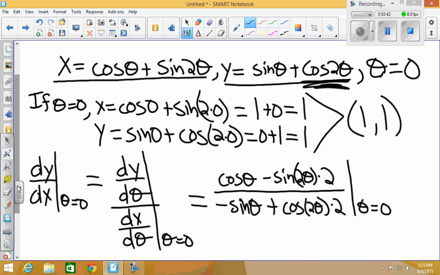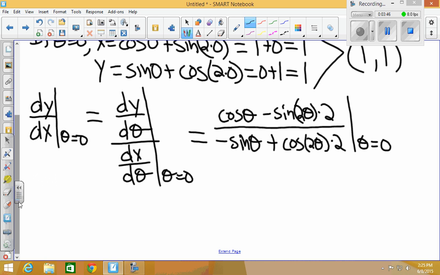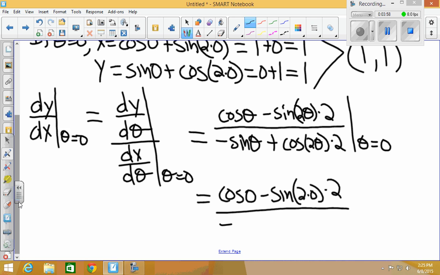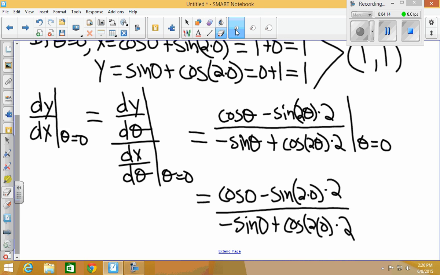We could do some simplification, or we could go ahead and put theta equals 0 in. Let's go ahead and do that. So here we would have the cosine of 0 minus the sine of 2 times 0 times 2, divided by negative sine of 0 plus the cosine of 2 times 0 times 2. One too many parentheses in there. Let's fix that.